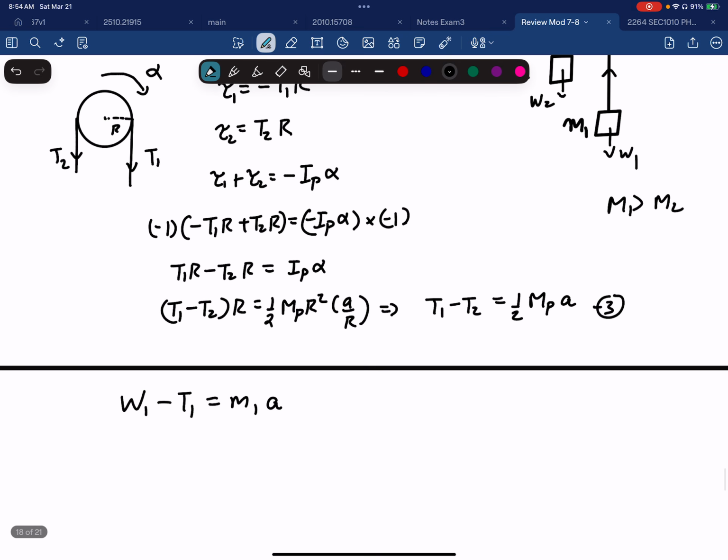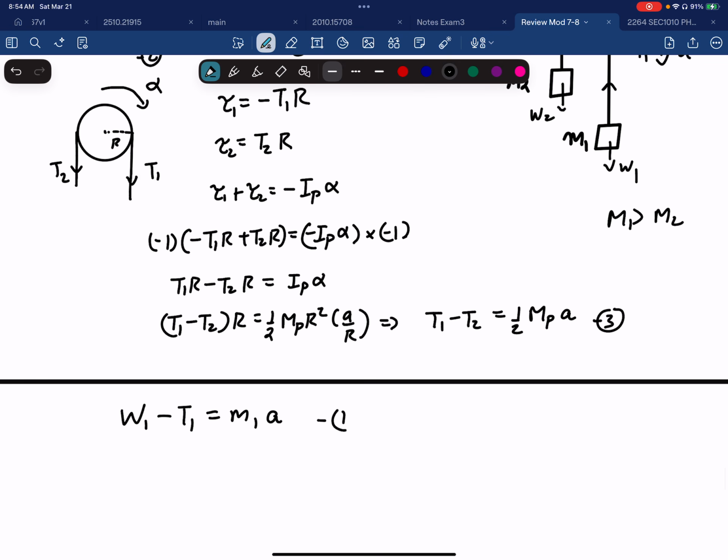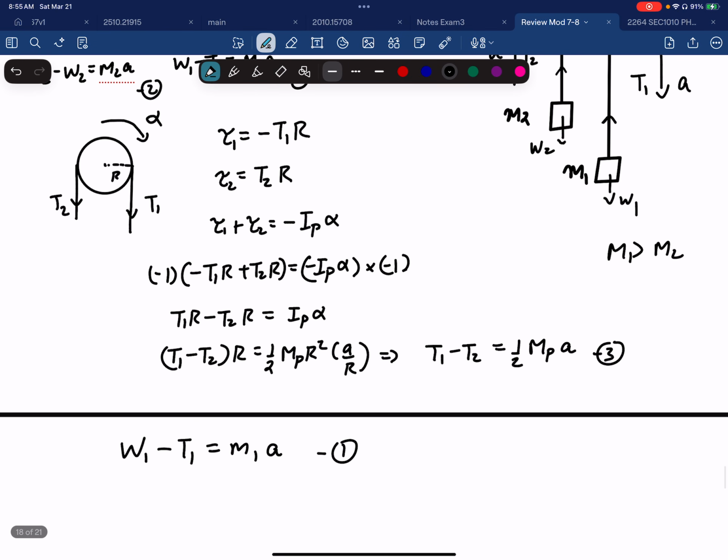Okay, so we consolidate all the equations.